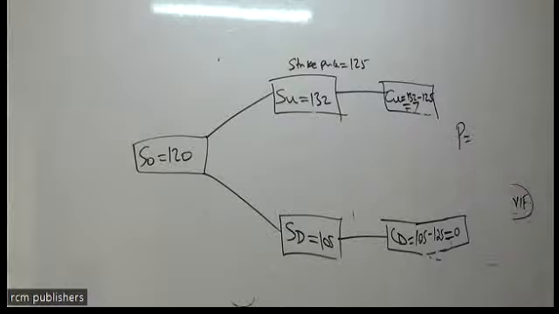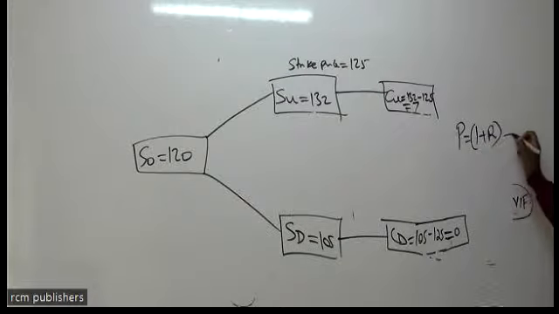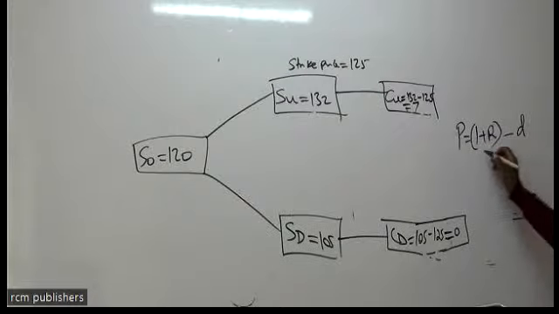So the probability here, ladies and gentlemen, my P here will be equal to 1 plus R minus the down, all over U minus the down.